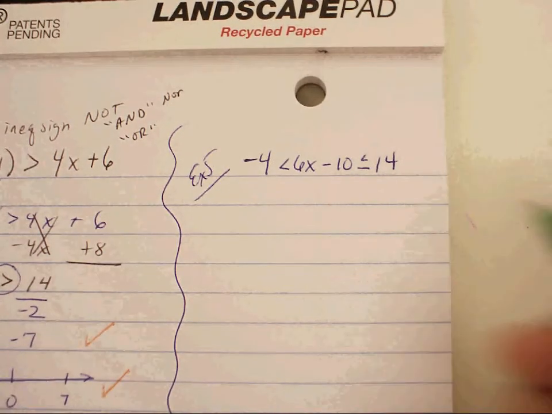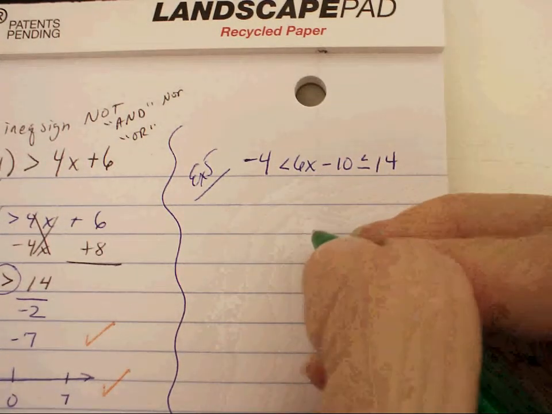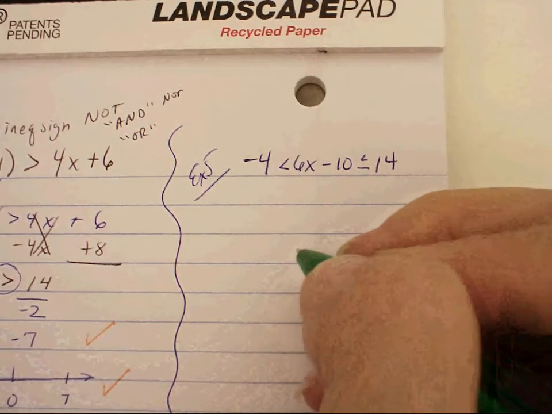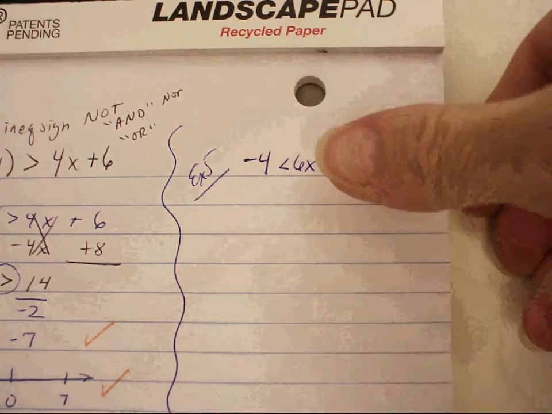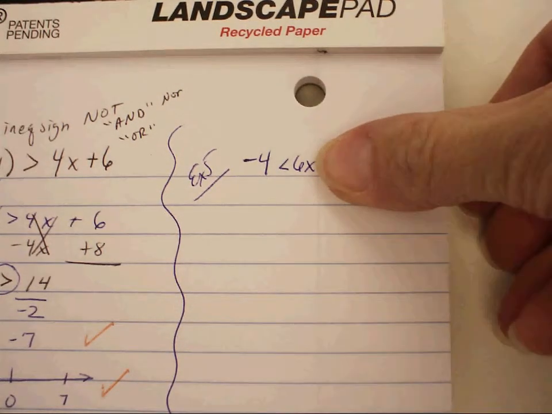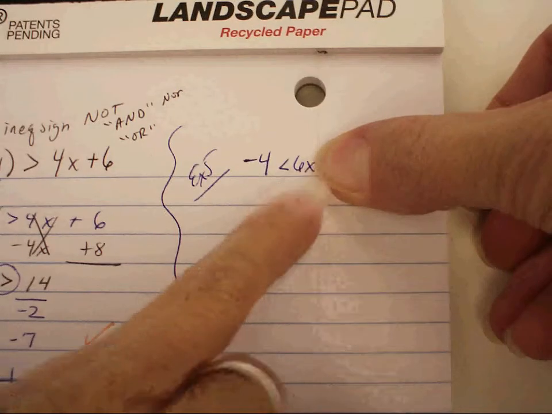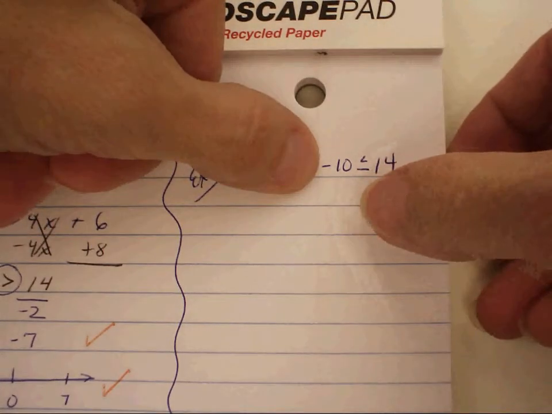-4 is less than 6x minus 10 is less than or equal to 14. How many inequalities are there, Ashby? 2. Why is that important? What's our next decision, Rob, with this? Whether it's and or or. So what do we think it is, Chloe?